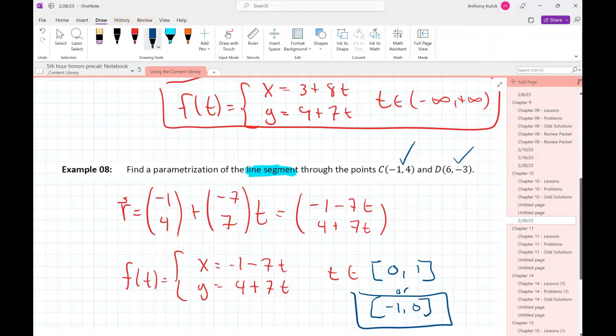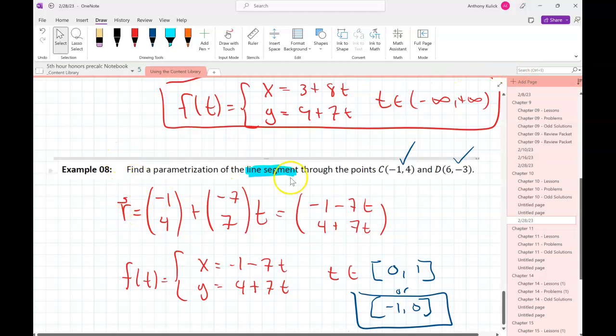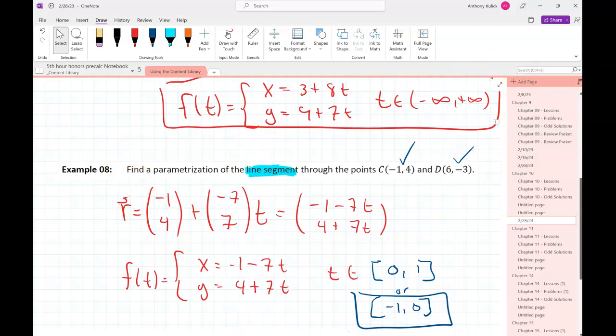We will continue talking about this next time. Actually, that was the last example in this section. We'll continue talking about parametrics more next time.